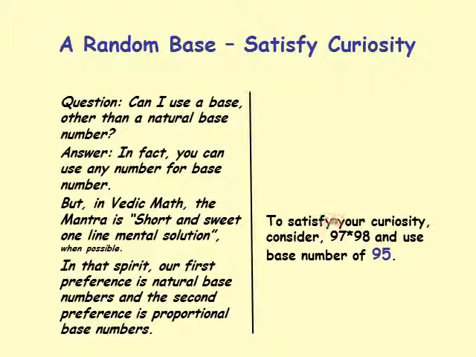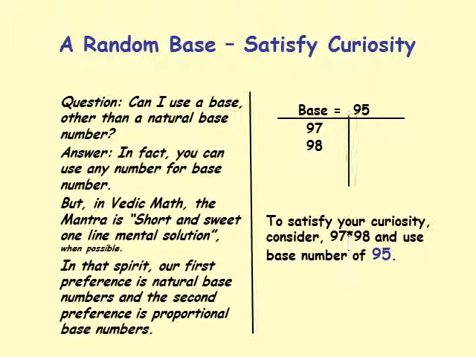To satisfy your curiosity, we will consider an example of 97 times 98, and the first thing we do is select a base number. We would use a base number of 95. It's close to these two numbers, but it's not a natural base number. So let's continue. We have 97, 98, and we know the base number is 95.